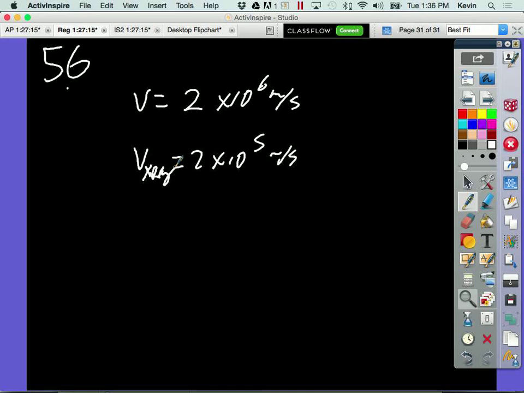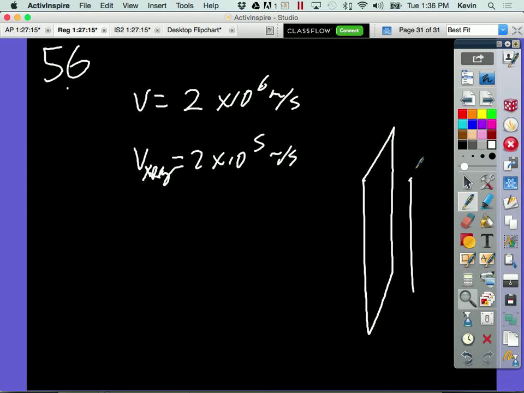Two metal plates spaced 2 centimeters apart and drill a hole. So, that's 2 centimeters.